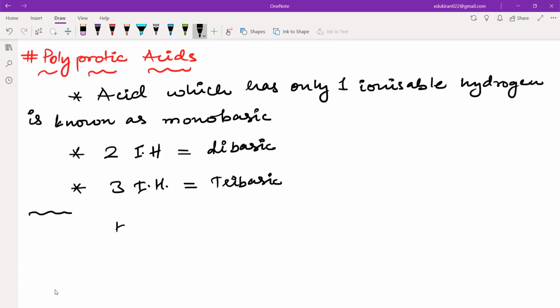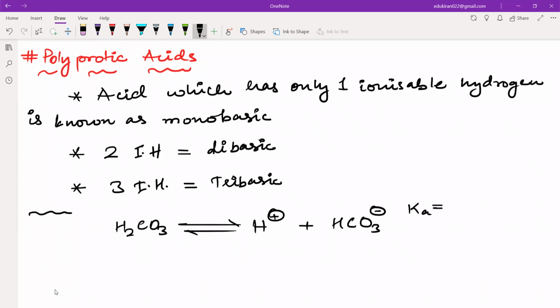So if I have H2CO3, then it is going to give me H plus ion plus HCO3 negative. Now if I write the Ka for this reaction of acid, I can write it as the concentration of H positive into the concentration of HCO3 negative divided by the concentration of H2CO3.